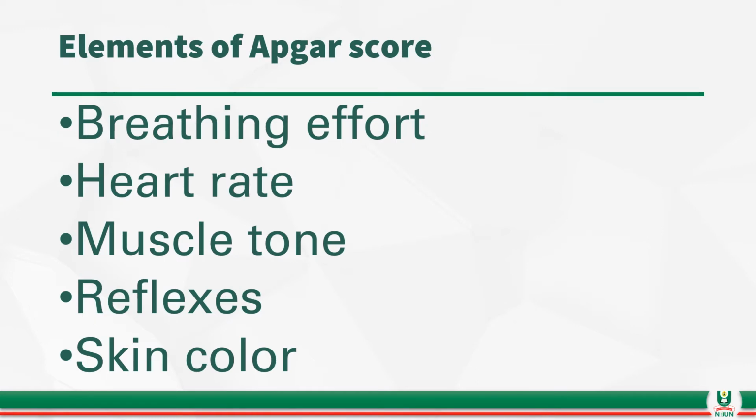So what are the components or the elements of the APGAR score? There are 5 components that are usually checked at birthing of a child, and that is looking at the breathing effort, the heart rate, the muscle tone, reflexes, and skin color. Those are the things you check when you are doing an APGAR score or APGAR test.